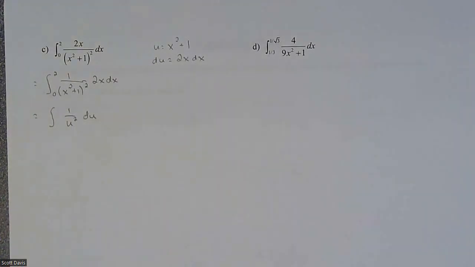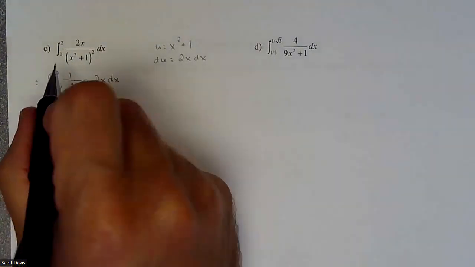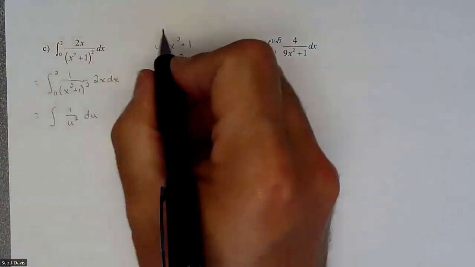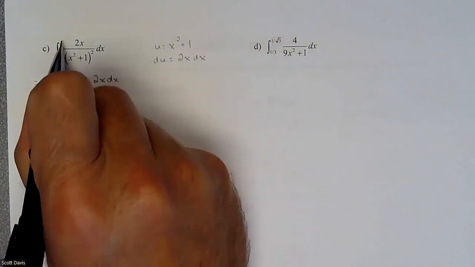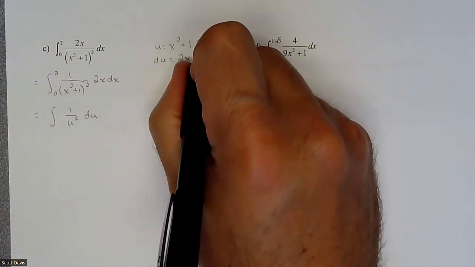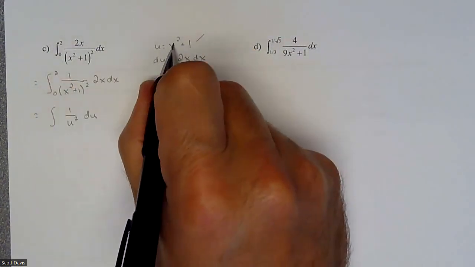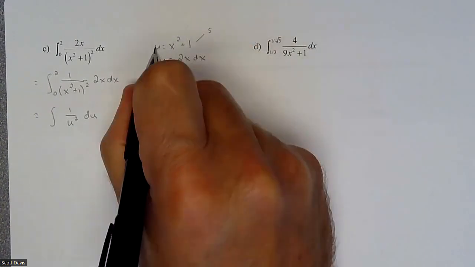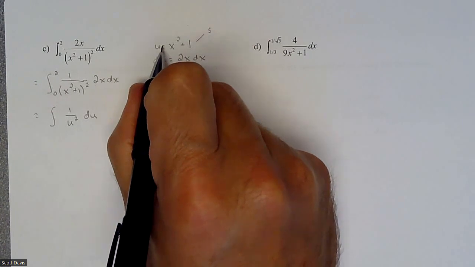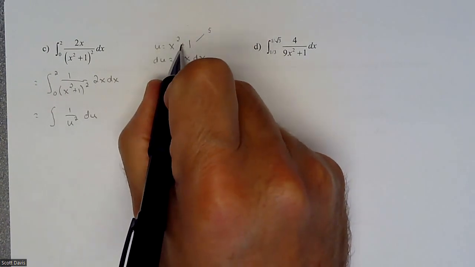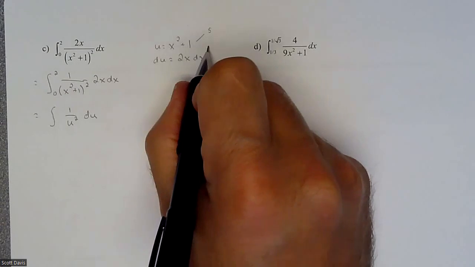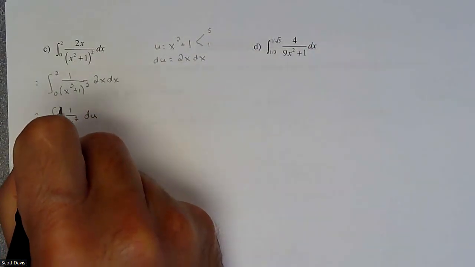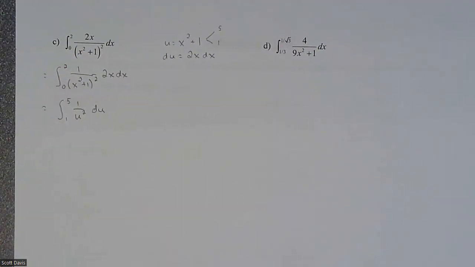All right, now since I turned it into terms of u, I need to change my bounds also in terms of u. Right now they're in terms of x's. Well, I have a nice little equation that I can take that x value and plug it in, and I take 2 squared plus 1, so that's 4 plus 1 is 5. And that's my new u value, because u is going to equal plugging that in. And if I plug in 0, I'm going to get a 1 out of that. So I'm going to go from a 1 to a 5 if I leave things in terms of u.